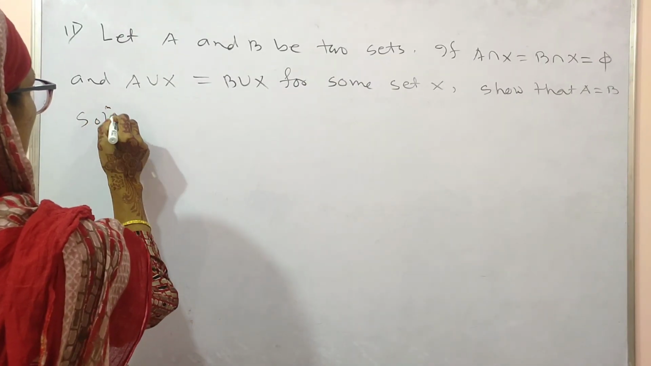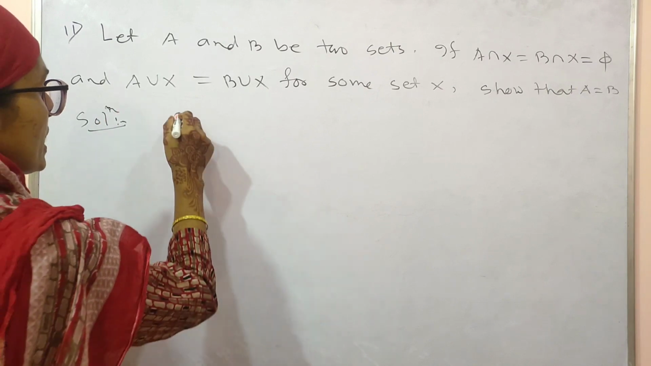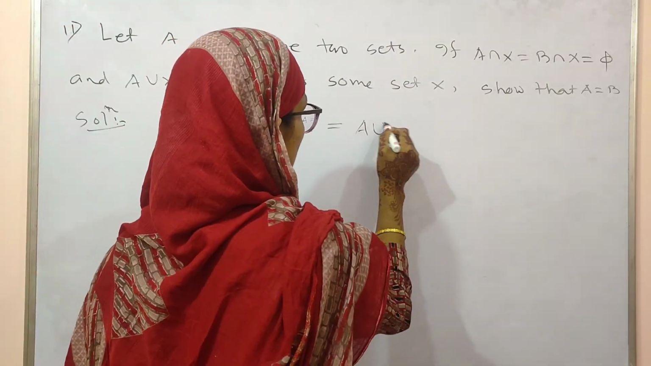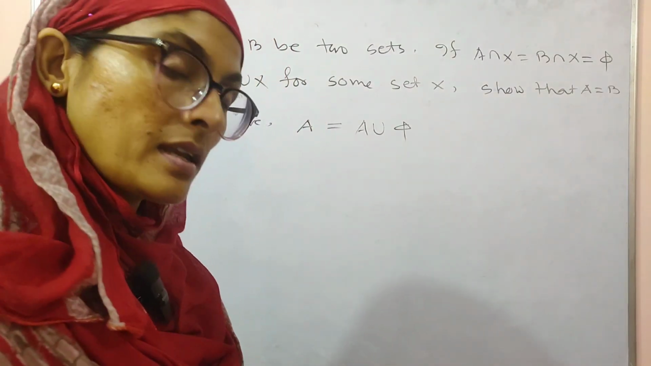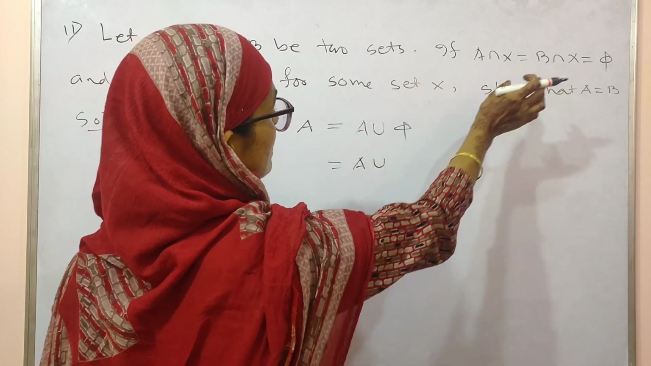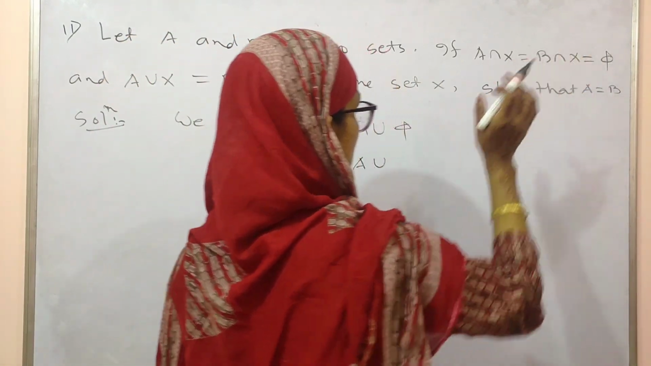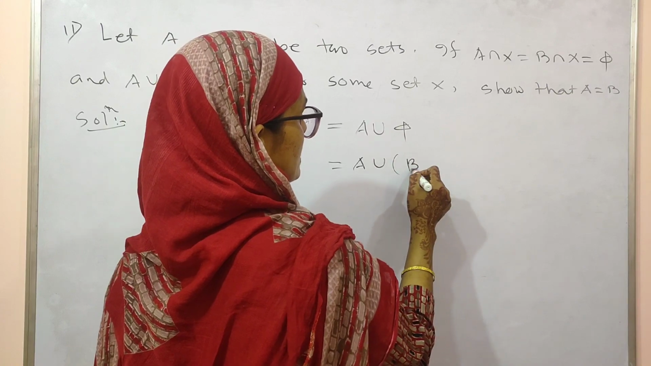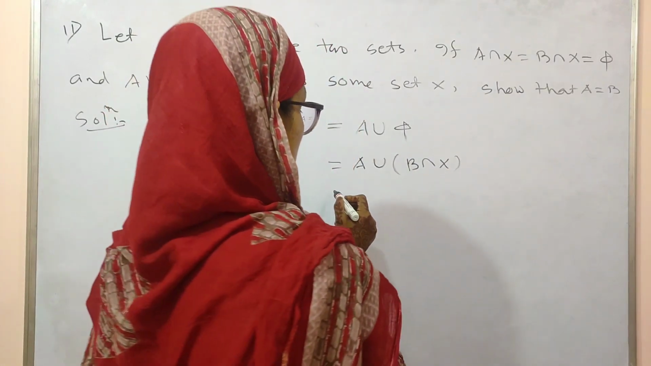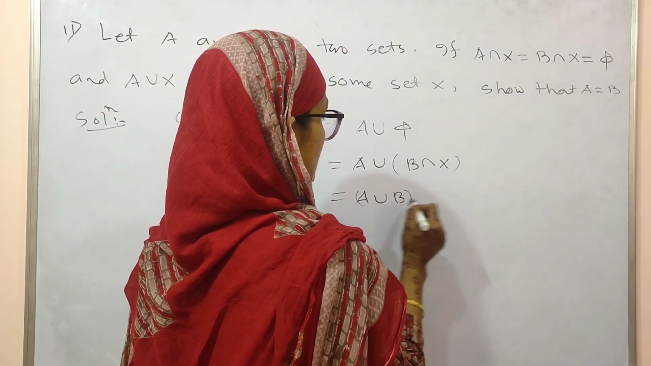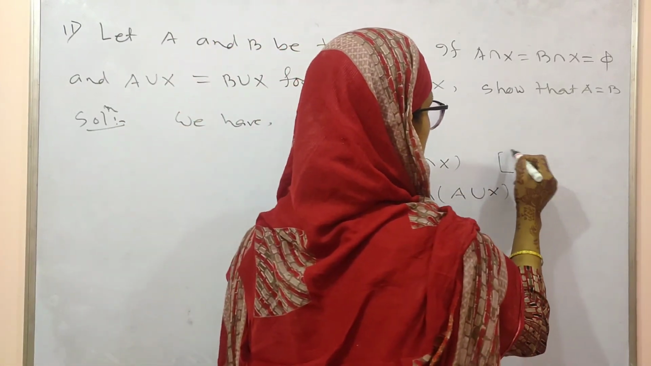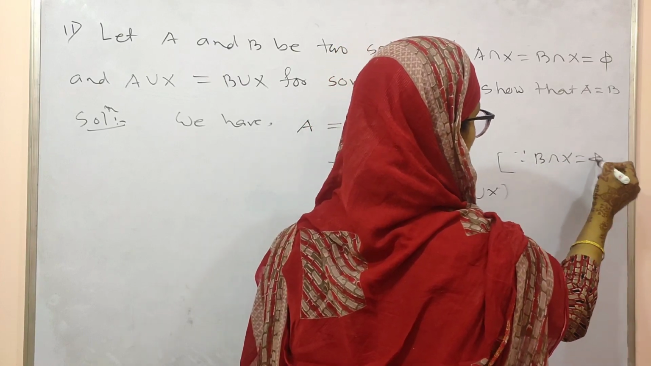Solution, we have A equal to A union phi. A union phi means here A intersection X and B intersection X, so write here B intersection X. Why? You have to use the distributive law. So write down A union (B intersection X), since B intersection X equal to phi.